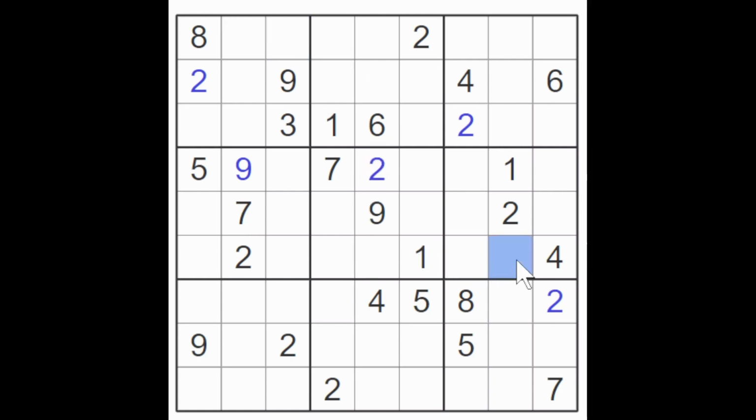By the way, I mentioned that one of these will have to be a 7. The other one will have to be a 9 because we have a 7, 9 here and we have a 7, 9 here. So 7 and 9's are spoken for in rows 4 and 5. We need a 7 and a 9 for this row 6, and they must go in these two cells.